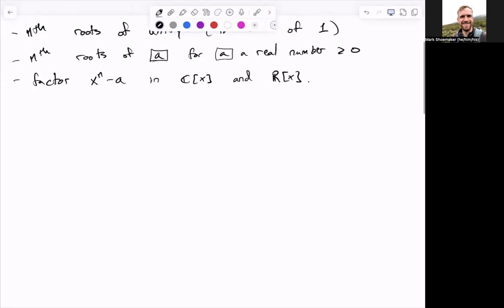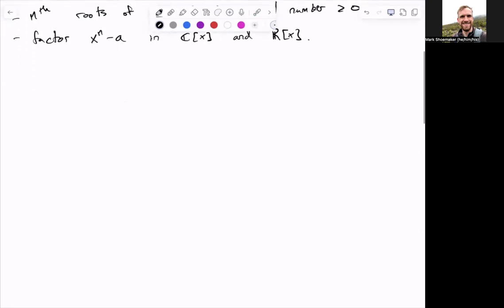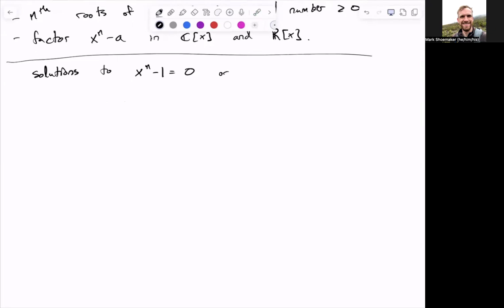Okay, so nth roots of unity. What we're really looking for are solutions to the equation x to the n minus 1 equals 0, or x to the n is equal to 1. And what we want to do is use complex numbers and write this in polar coordinates.